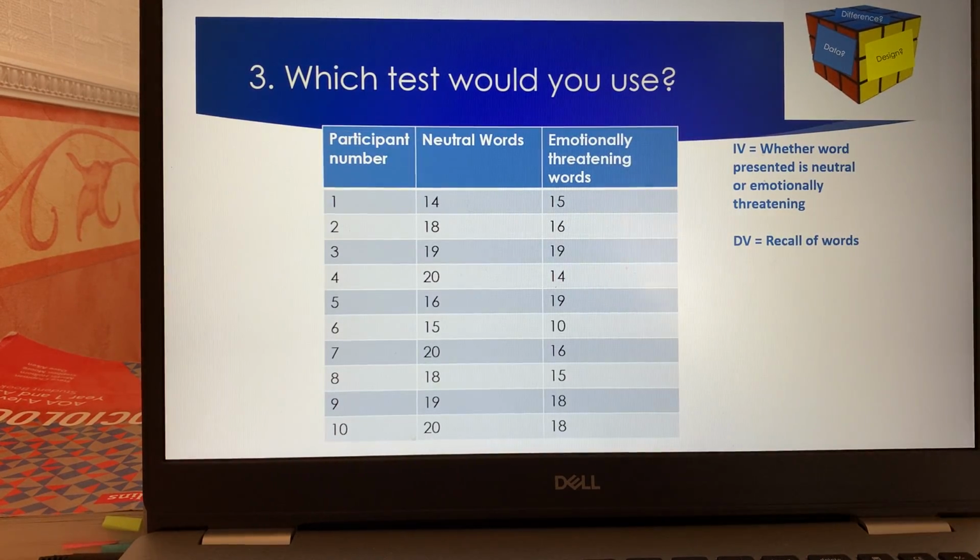Next one. 10 participants. The IV is whether the word presented is a neutral or emotionally threatening word, and the dependent variable is how many words they can recall once the time is up. Pause it. What do you think?